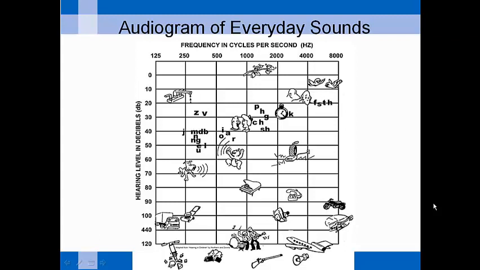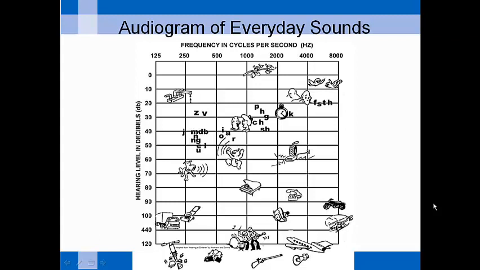So this is a very popular picture. It's called the audiogram of everyday sounds, and on here they've put all these different sounds of what pitch they tend to be and the loudness that that sound tends to be. So for example, when we listen to the birds with that audio clip, the birds are very high-pitched sounds. You can see them in the upper right-hand corner. So they're to the right of the audiogram and at the very top. So that means it's a very soft, high-pitched sound.